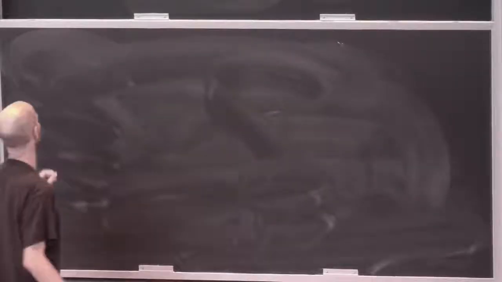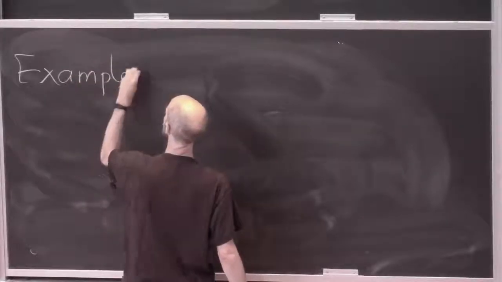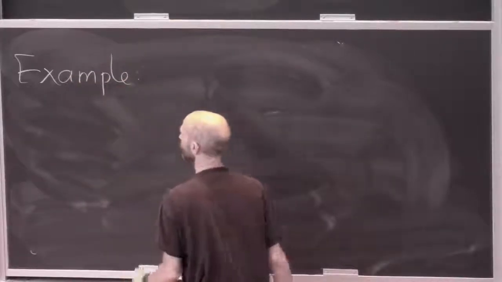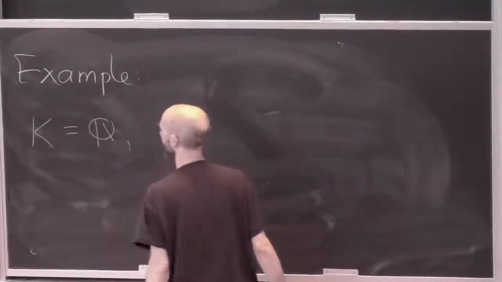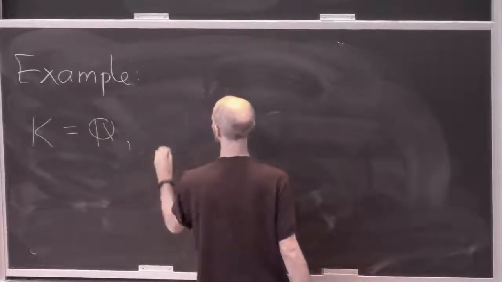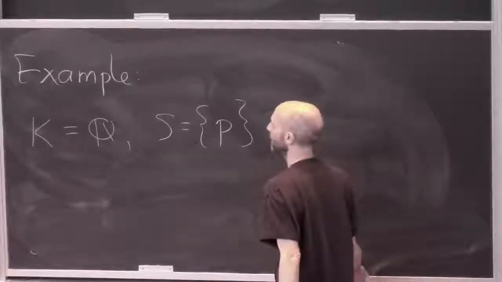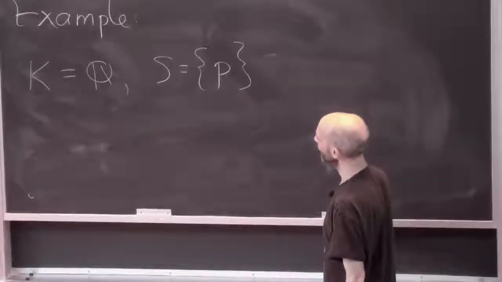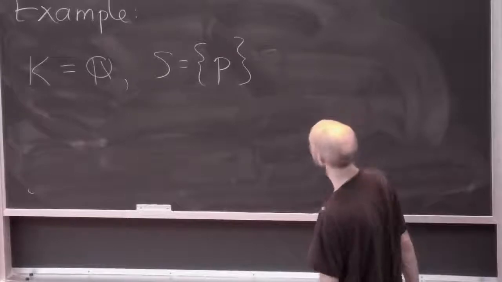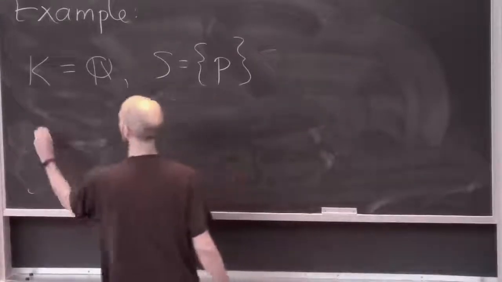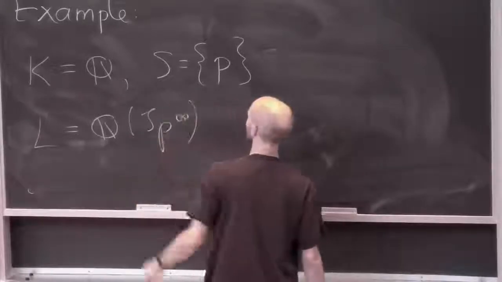Let's do the cyclotomic character. Let's do K is Q, and let me just define, let's let S be P, and let's let L be Q(zeta_{p^infinity}).